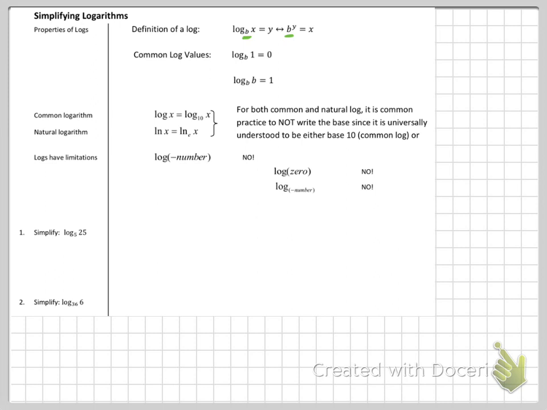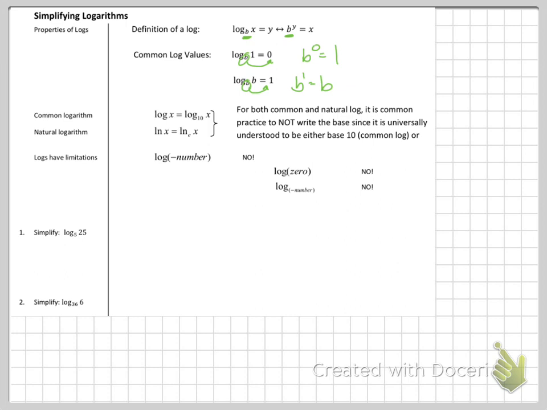Some common facts about logs is that log base b of 1 always equals 0, and that's because if I change it back to exponent form, you get b to the 0, and anything to the 0 is 1. And log base b of b is always 1, again, because if I change it to exponent form, b to the 1 equals b, so that's why it's always the case.